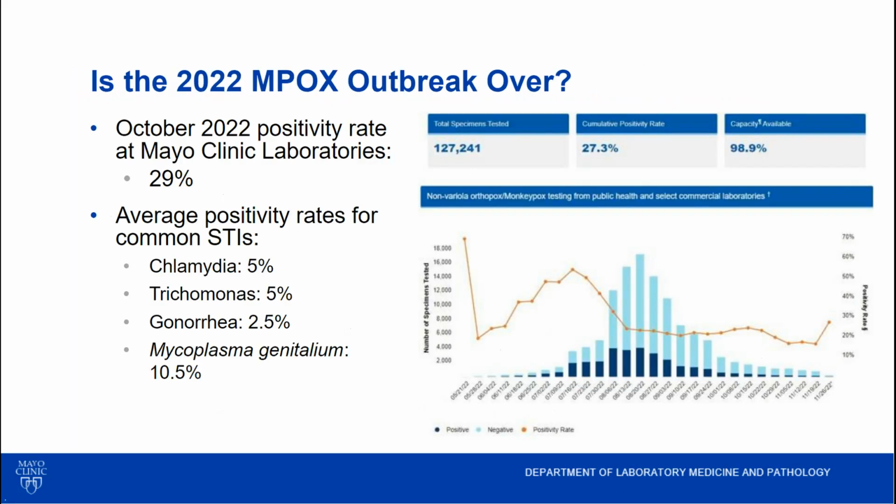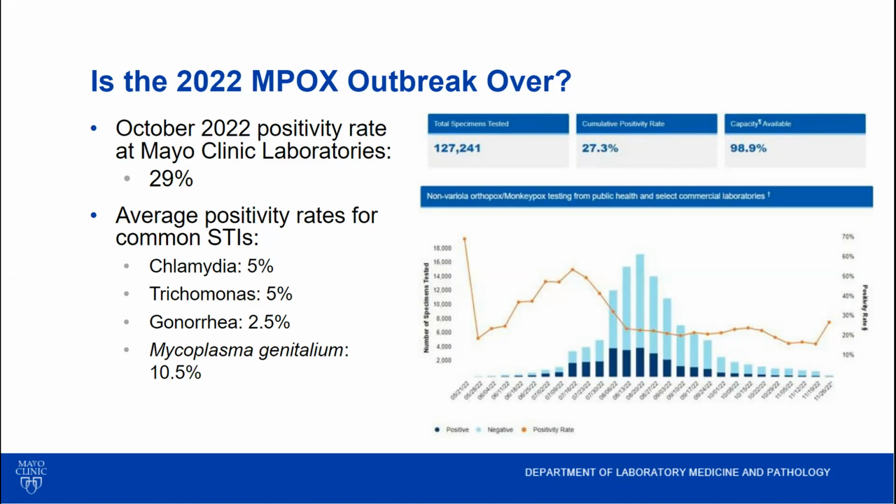Here's just some data on the positivity rates, both nationally and what we're seeing at Mayo Clinic. So over on the right-hand side of the slide are data from the Centers for Disease Control. And you can see that in July, the positivity rate peaked out at around 50%. But you can also see at that time that the number of tests overall being performed was very low. As testing expanded, we actually saw the positivity rate start to decline, but it's really plateaued over the course of the last 3-4 months at around 20-25%.